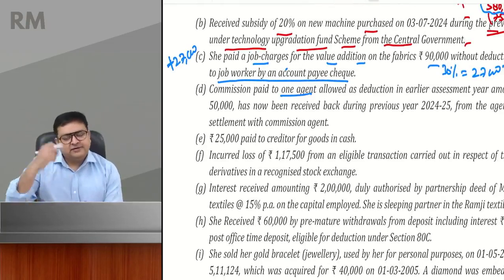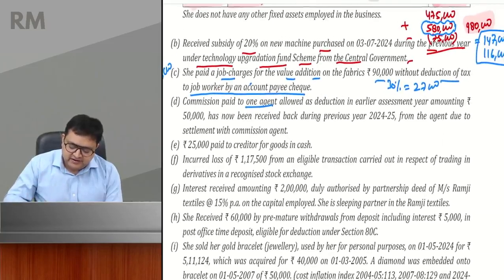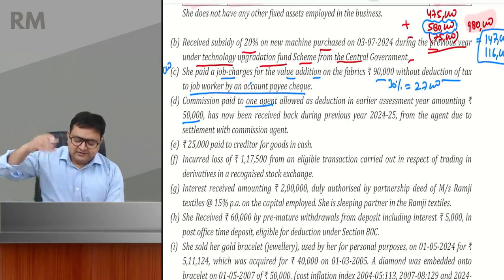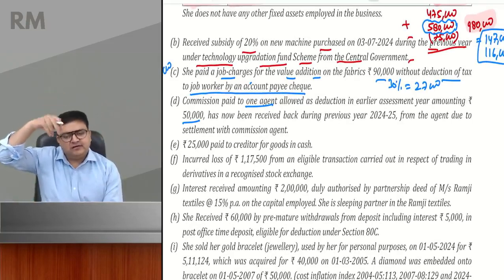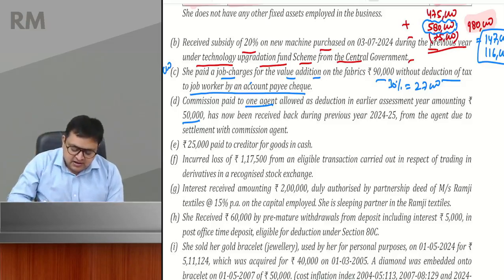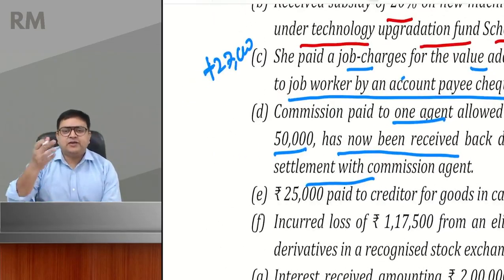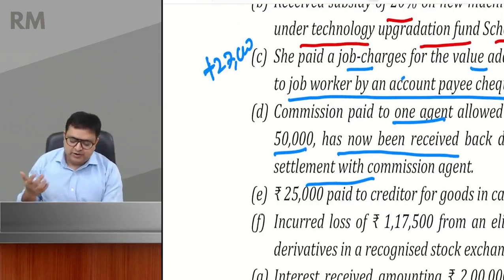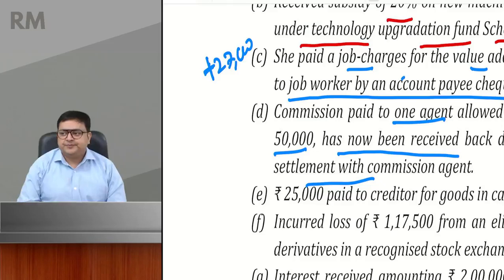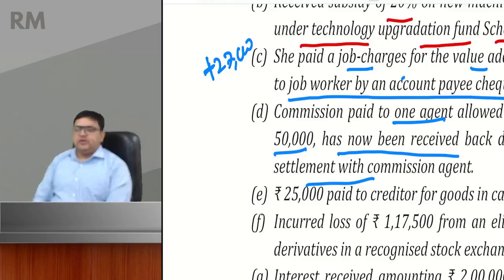Commission paid to one agent. She has paid the commission to the agent, that's okay, and it was allowed as a deduction in an earlier assessment year, 50,000. She paid this commission in an earlier year, last year or the year before. It has now been received back during this year from the agent due to settlement of his commission agency. We paid 50,000 earlier and now we have received it back. What do you think it is? We have recovered the commission back. We allowed the deduction in earlier years, and now we have recovered it. What do you think it is?